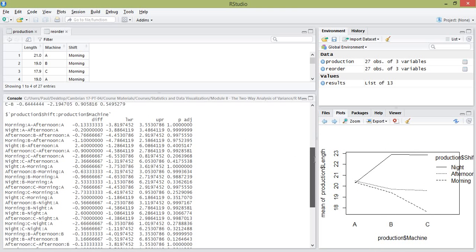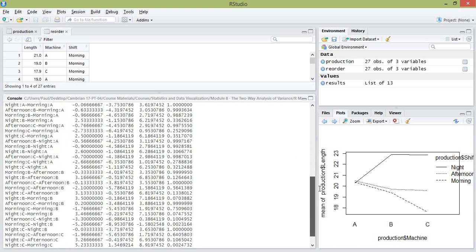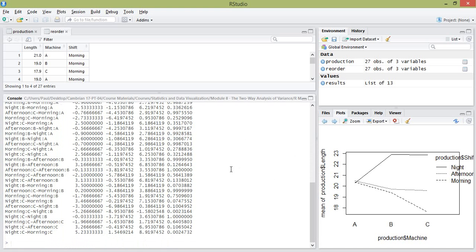So we're looking at the 0.05 level. So it seems like the first significant difference at the 0.05 level is right here. So this is comparing the morning shift on setting C, so that's this point here, to the night shift on setting B, which is up here. So what we can conclude is then that there is a significant difference between these two means here.